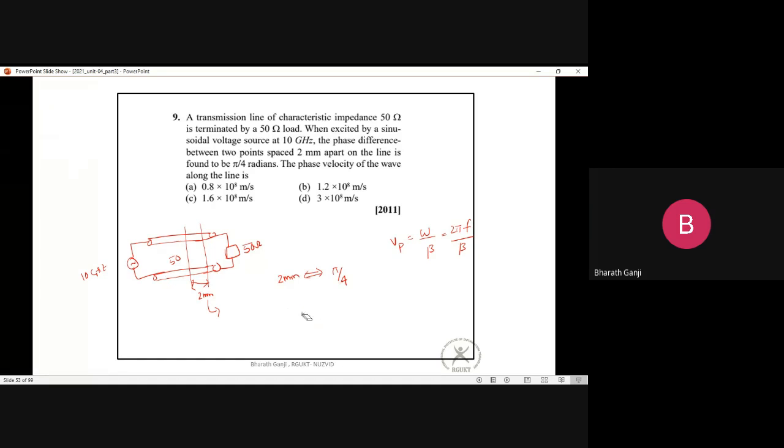I can calculate beta because of course, beta, there is another way. You can calculate beta as 2π divided by lambda. That is one way to do it.